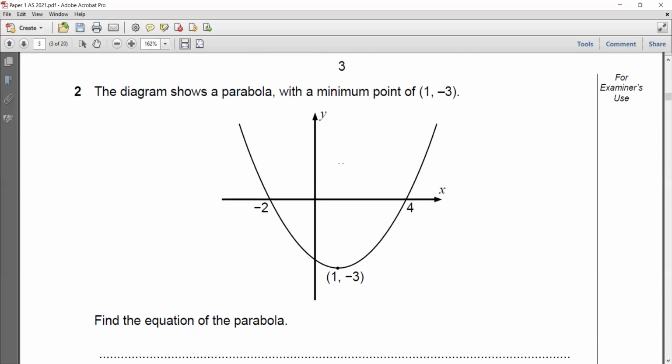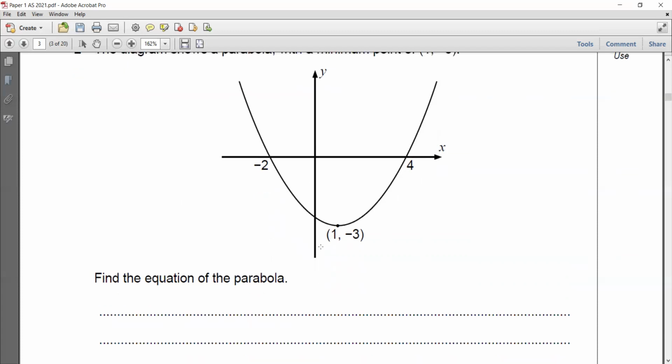Okay, number 2, we are told that the diagram shows a parabola. It has a minimum of 1 and negative 3, so this is the minimum. And we have the x-intercepts, which are negative 2 and 4. Now we have to find the equation of the parabola. Now, one thing we should take note of is that the x-intercepts, these are what is also sometimes referred to as the roots of the equation.